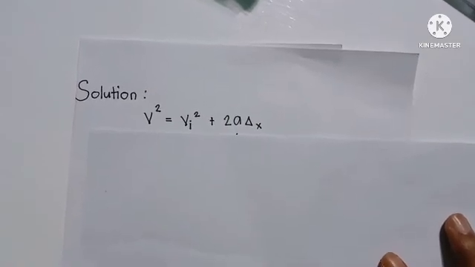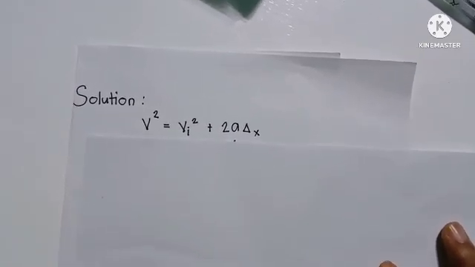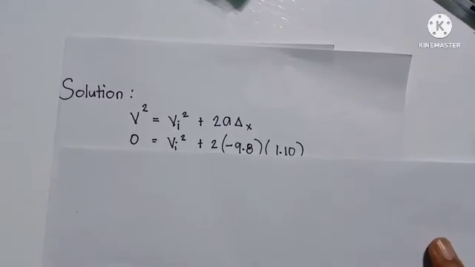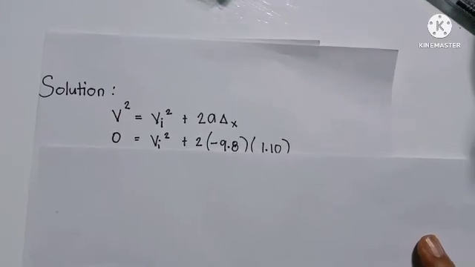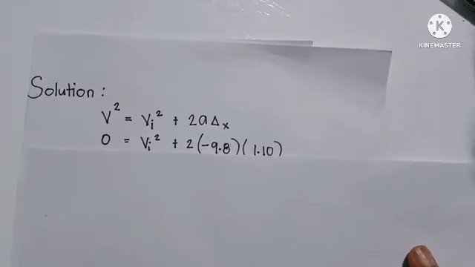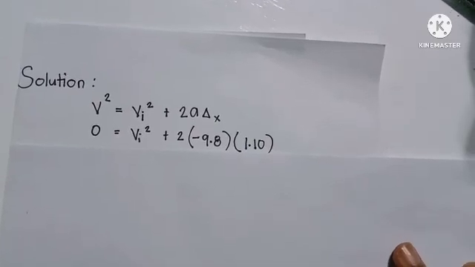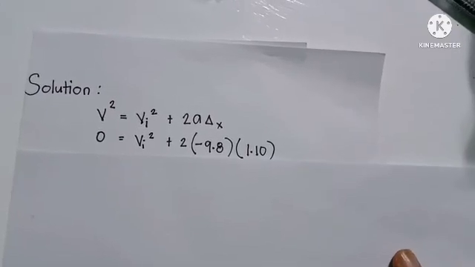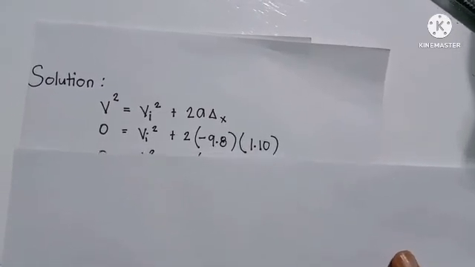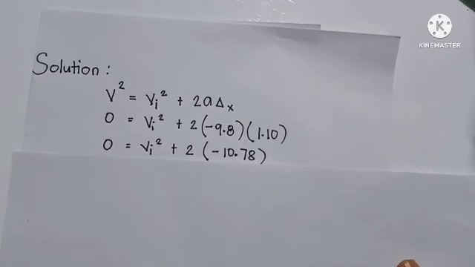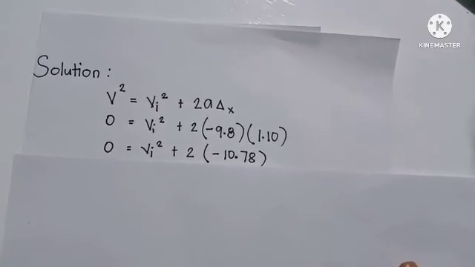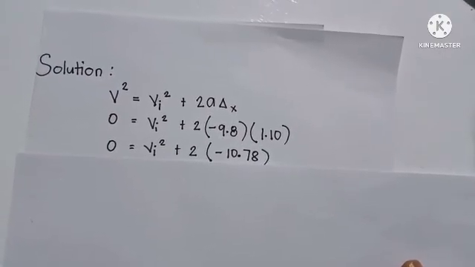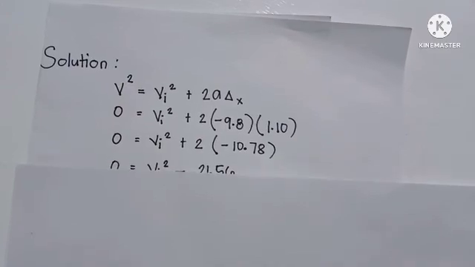We have velocity squared is equal to initial velocity squared plus 2 times acceleration times delta x. So the value for velocity squared is 0, equals initial velocity squared plus 2 times the acceleration, which is negative 9.8, times the value of delta x, which is 1.10. So 0 equals initial velocity squared plus 2 times negative 9.8 multiplied by 1.10. The answer is negative 10.78.